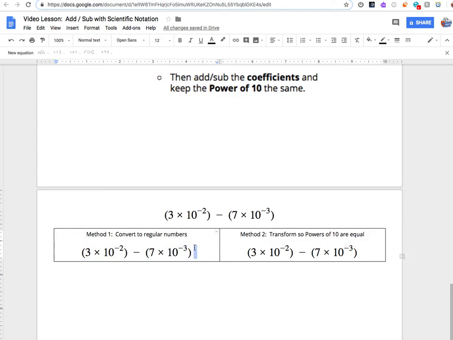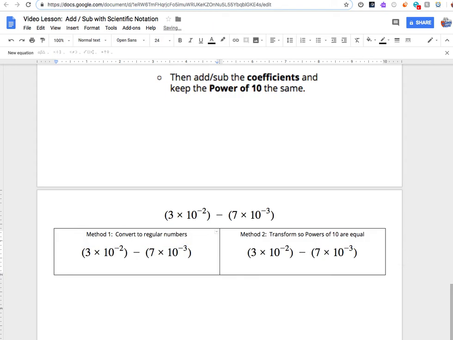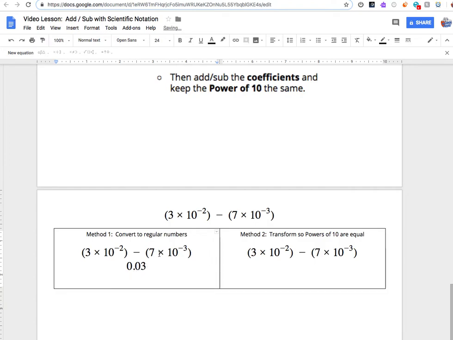Again, method 1 would ask us to switch these to regular numbers. So just like we did with the positive powers of 10, we would switch both of these over to decimal notation. 3 times 10 to the negative 2nd means I move the decimal left twice, or divide by 10 twice. That gives us 0.03. 7 times 10 to the negative 3rd, when we switch that, 0.00 then a 7, because that decimal point moved 3 places, 1, 2, 3 to the left. We're going to be subtracting here, and remember again, the key when we subtract or add with the algorithm is to line the decimal points up.